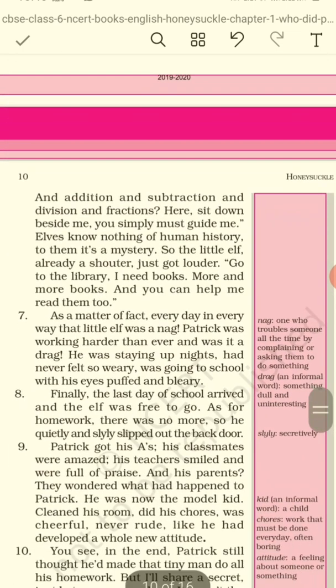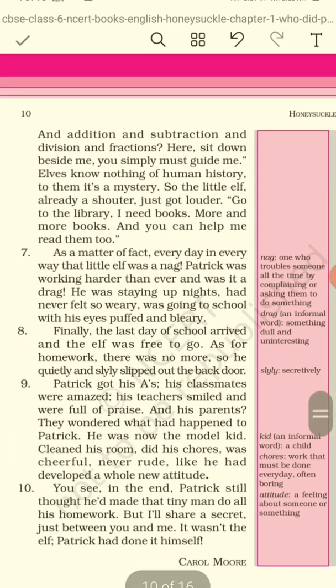And addition and subtraction and division and fraction. Here, sit down beside me, you simply must guide me. The elf demanded that Patrick must guide him in completing the homework. Okay. Elves know nothing of human history. So he went on to tell him that elves had no idea of what human history is or was. To them, it's a mystery. Mystery, right? Something that is not understandable to basic level of human understanding.